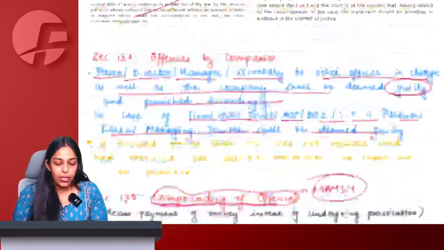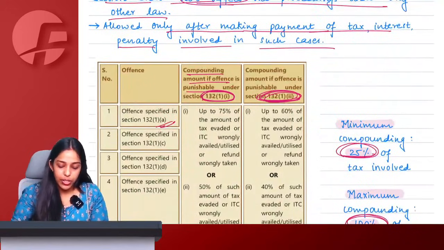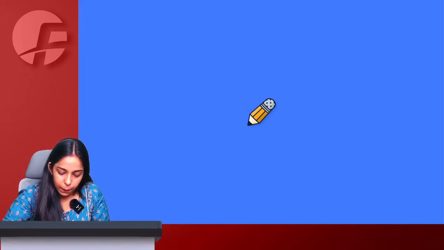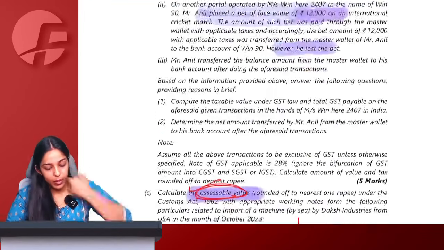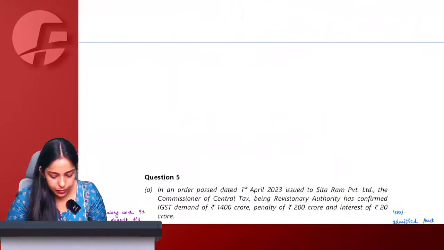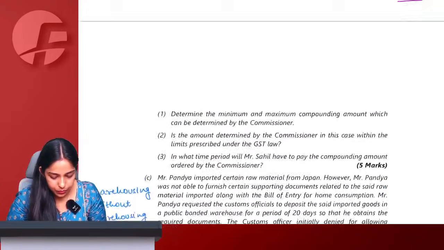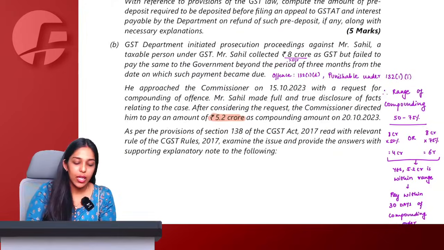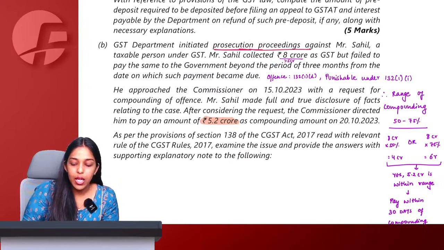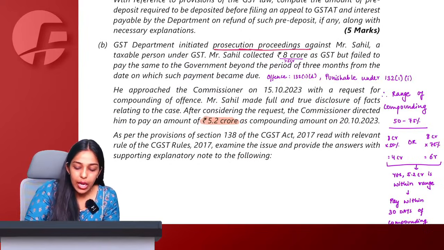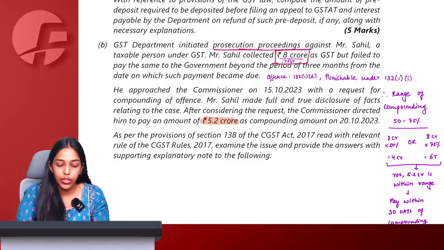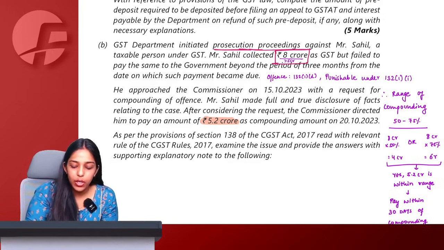Okay. See, I will take you to the May 24 question only, so along with the question, this is going to be simpler for you. This is the May 24 paper where the question on compounding was asked in the examination. The question is, the GST department initiated prosecution proceedings against Mr. Sahil, a taxable person. He collected 8 crore rupees, which is greater than 5 crore, but failed to pay the same beyond the 3 months period.